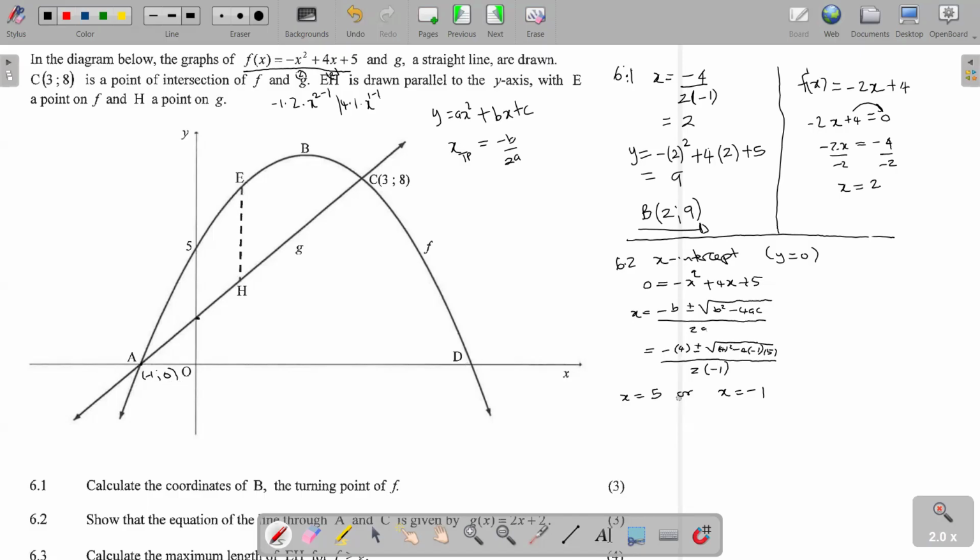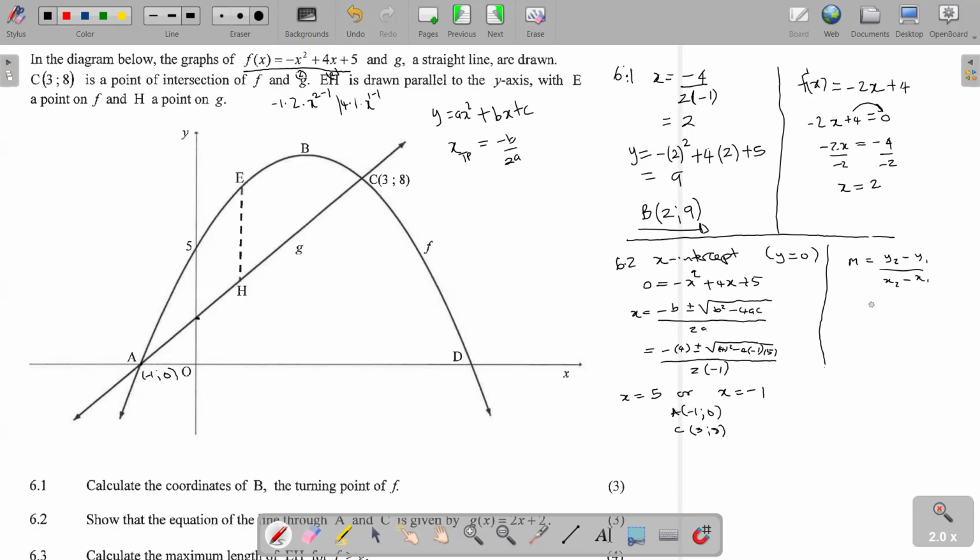So using those coordinates of A, we are saying the coordinates of A are -1, 0, and the coordinates of C are 3, 8. We can use this to determine the equation of the line. So to get the equation, we need the gradient. We use this to calculate the gradient. Copy the gradient formula from the formula sheet. So the gradient is equal to y2 minus y1 over x2 minus x1.